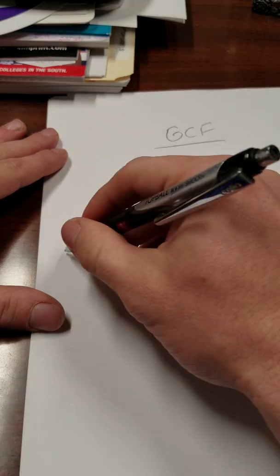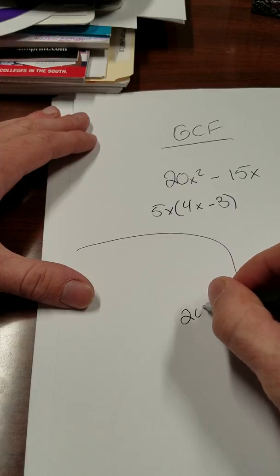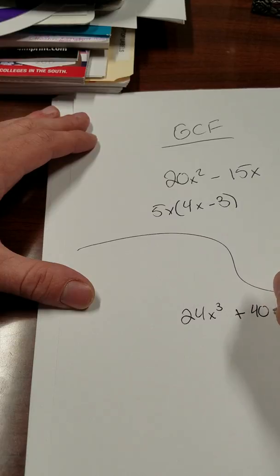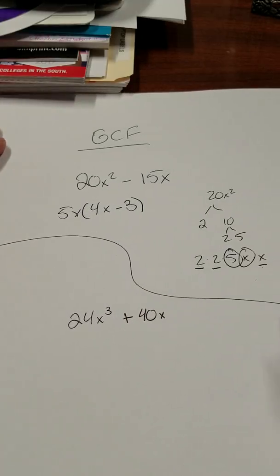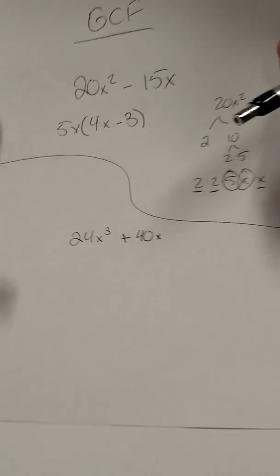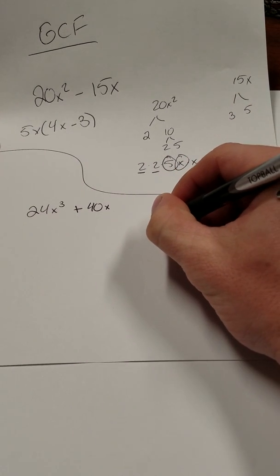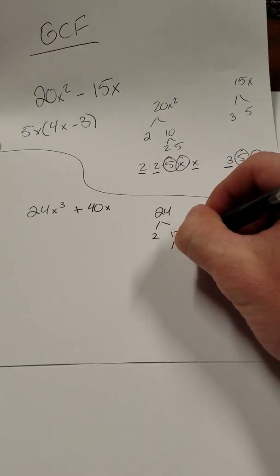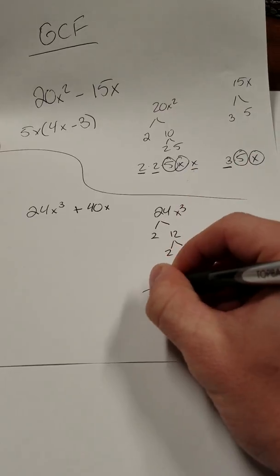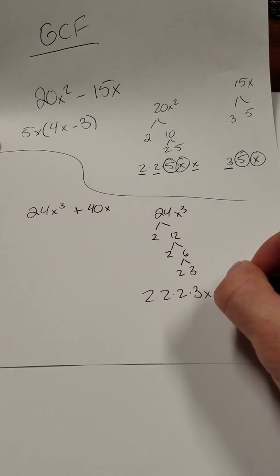So one more example problem over GCF. So let's look at a problem like that, 24x cubed minus 40x. So again, do prime factorization. Take the 24, break it down. 2 and 12, 2 and 6, 2 and 3. So this is 2 times 2 times 2 times 3. And then we have x, x, x.